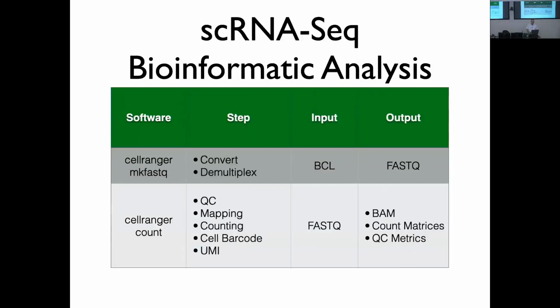For single cell RNA-seq, I'm simplifying things a little bit, but the default way of handling this is using a pipeline called Cell Ranger that was developed and made available by 10x, the company that makes the machines and the reagents. And so basically everything gets done by this function Cell Ranger count. So you give it the FASTQ files, and it does some QC, it does mapping, it does counting, it does that cell barcode assignment, and that UMI, RNA molecule assignment.